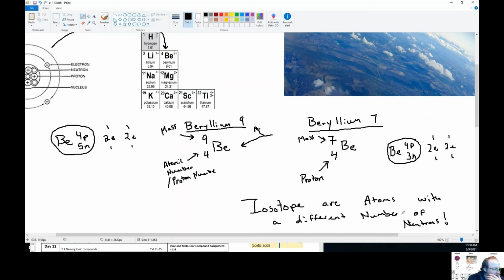Okay, cool. So let's look at carbon. We've looked at beryllium and beryllium 7, which can form in the atmosphere from high energy particles hitting the upper atmosphere. But let's look at carbon, the common form of carbon, which is carbon 12, and we'll talk about a couple other isotopes of carbon.